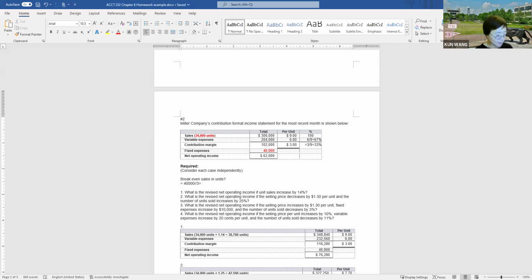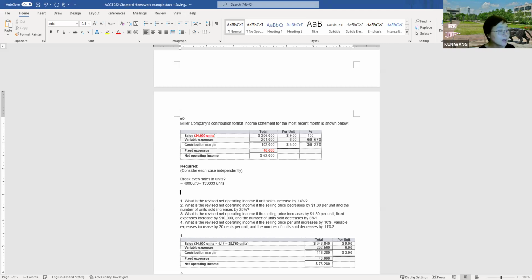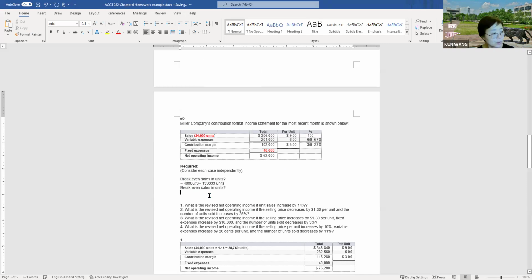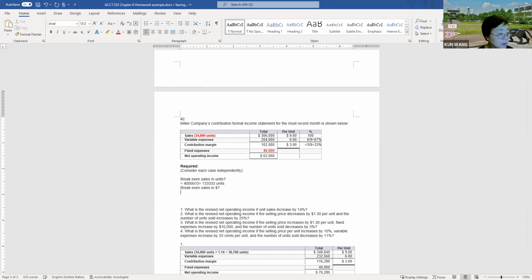So divided by 3, and I'm just rounding to the whole total. Like this is approximate units. So break-even sales in units. Oh, if you're looking for the break-even sales in dollars, I'm sorry, in sales revenue, I can just quickly revise this, so change the bottom.